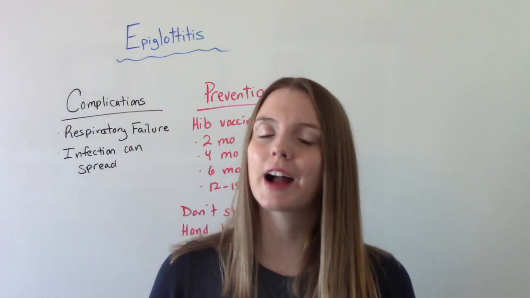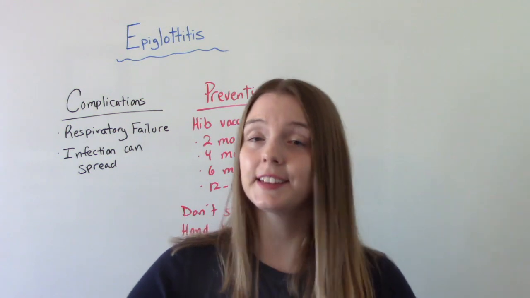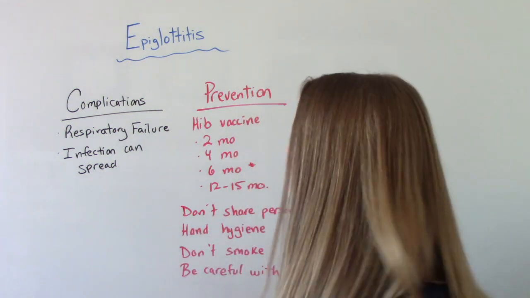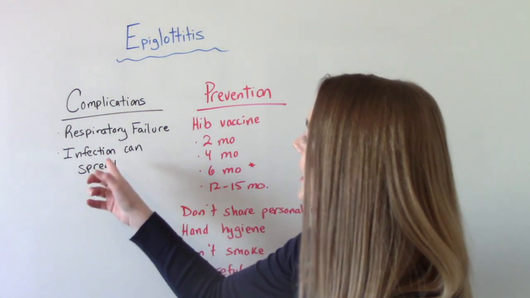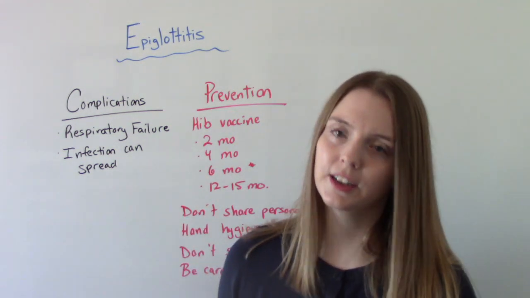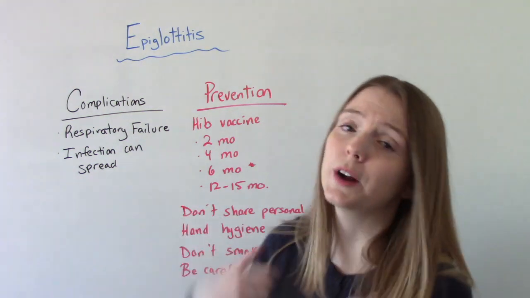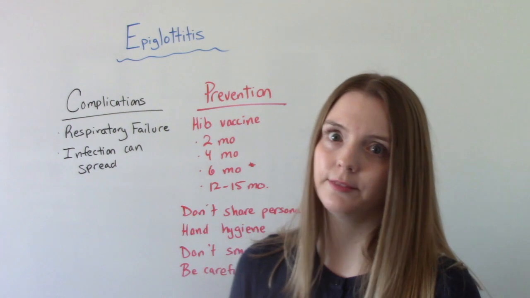Now let's talk about complications and prevention. Like we just talked about, this is an emergency, right? So if left untreated, things that could happen: respiratory failure, and then the infection, if caused by an infection, can spread to the entire body. You can become septic. So very scary complications. So we want to make sure that we are recognizing this and treating it appropriately and promptly.